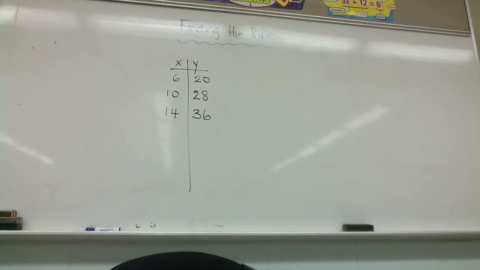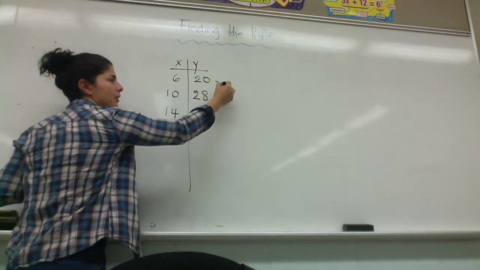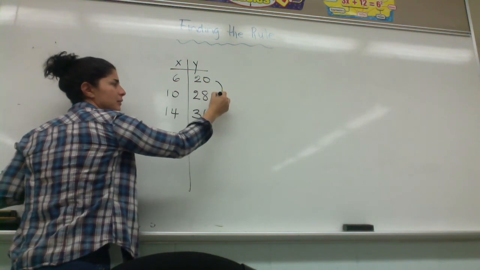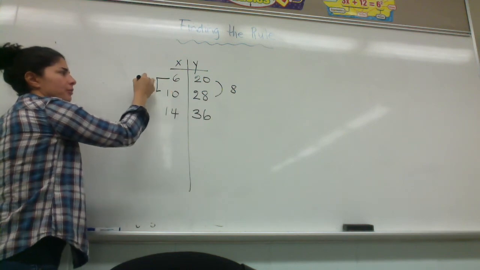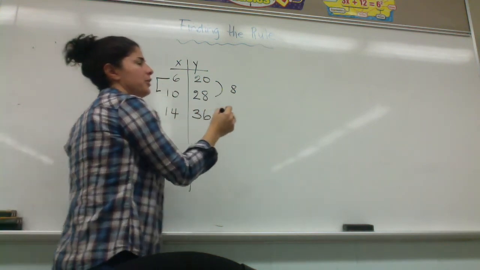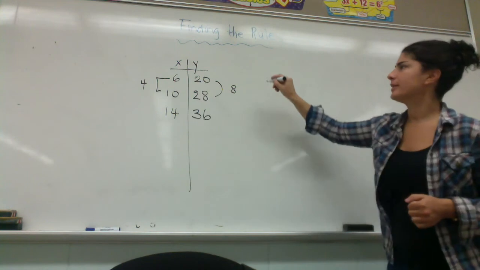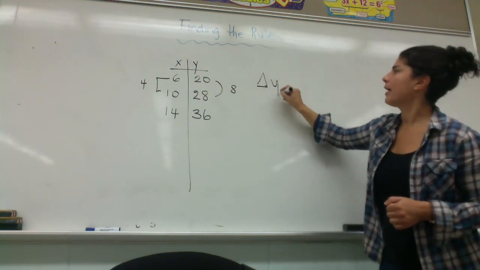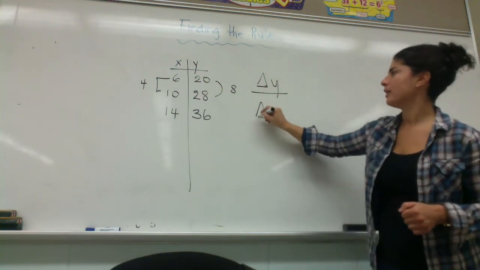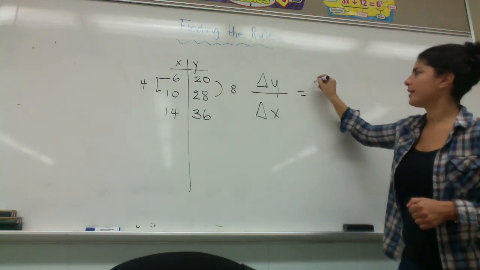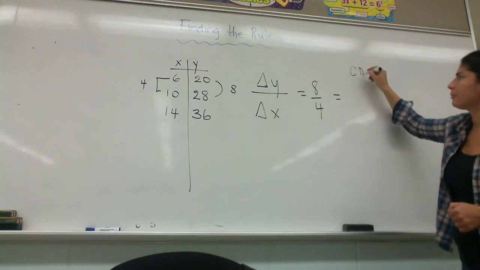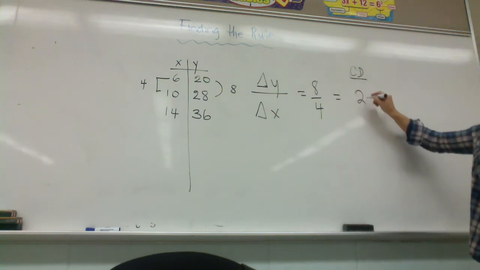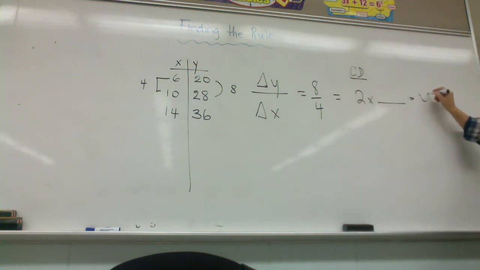The first thing I would do if I were you is find the common difference here. 8. Find the change here, 4. And do 8 divided by 4. Delta y divided by delta x is 8 divided by 4. My common difference, my CD, is 2. Can somebody tell me what the initial value is?